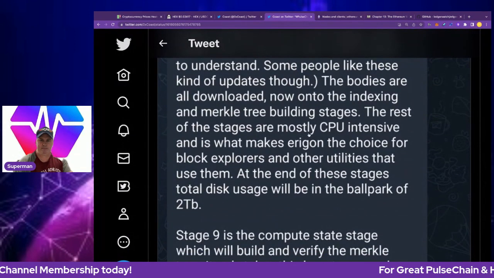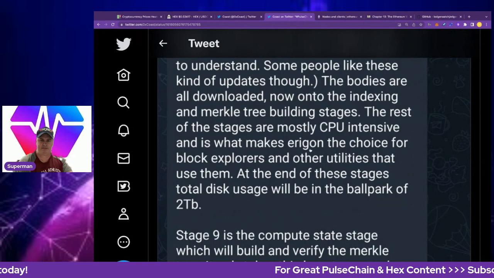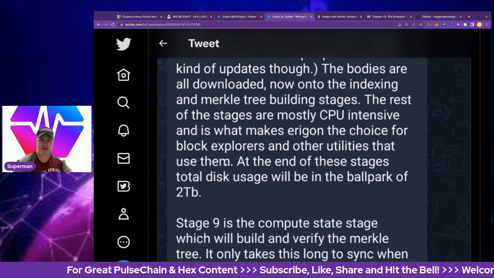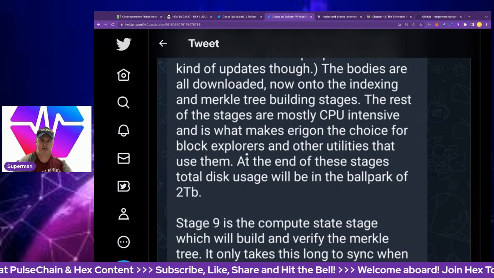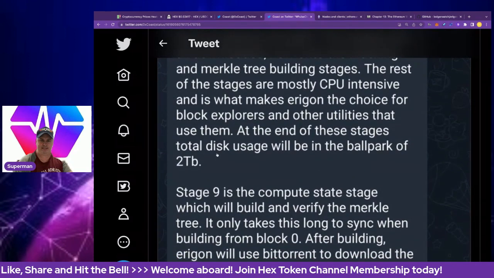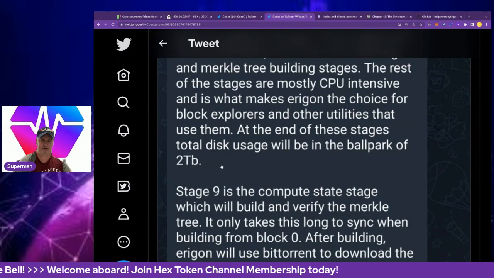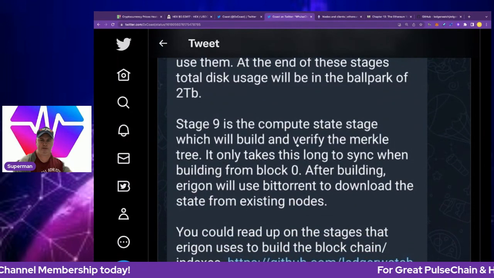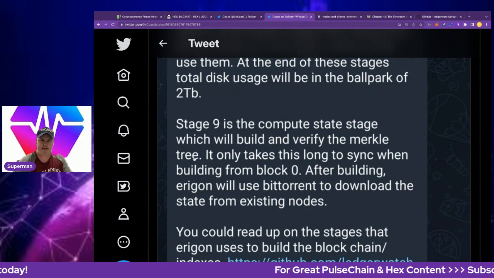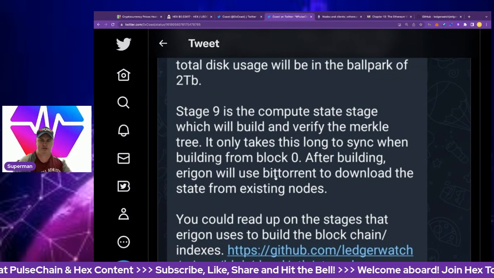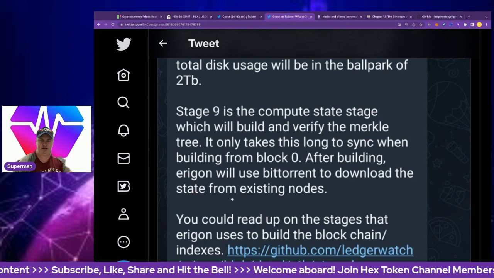The rest of the stages are mostly CPU intensive, and that is what makes Aragon the choice for block explorers as well, and other utilities that use them. Obviously we've seen pictures of the block explorer that Richard is going to be using for Pulsechain. At the end of these stages, total disk use will be in the ballpark of 2 terabytes. Stage 9 is the compute stage, which will build and verify the Merkle tree, and we just talked about that. It takes this long to sync when building from block 0. After building, Aragon will use BitTorrent to download the state from existing nodes. That's kind of cool.